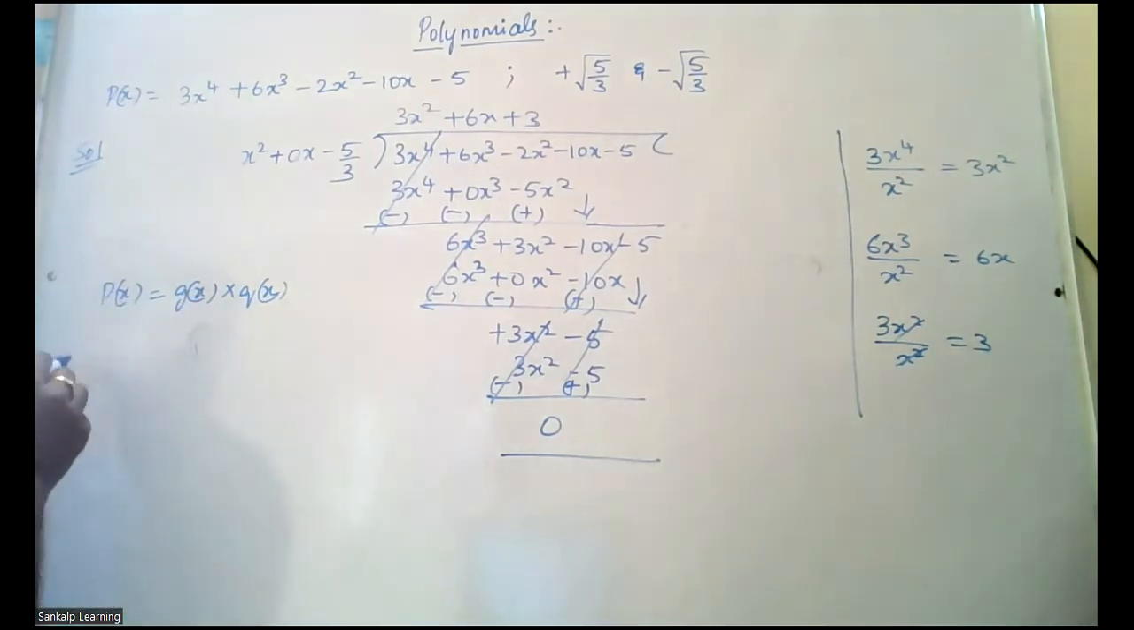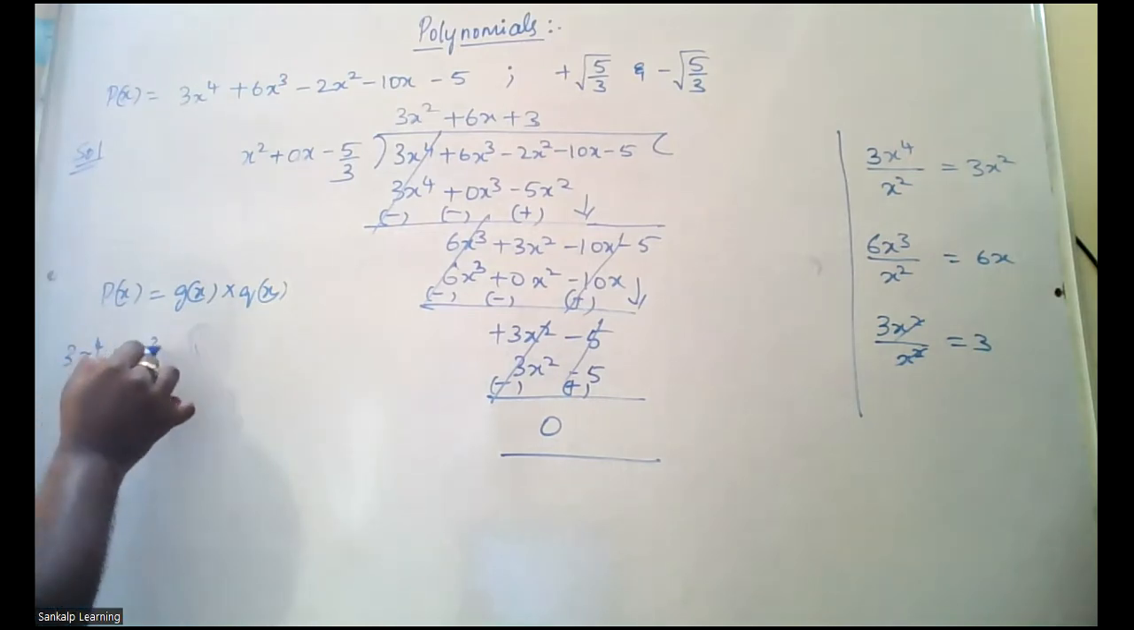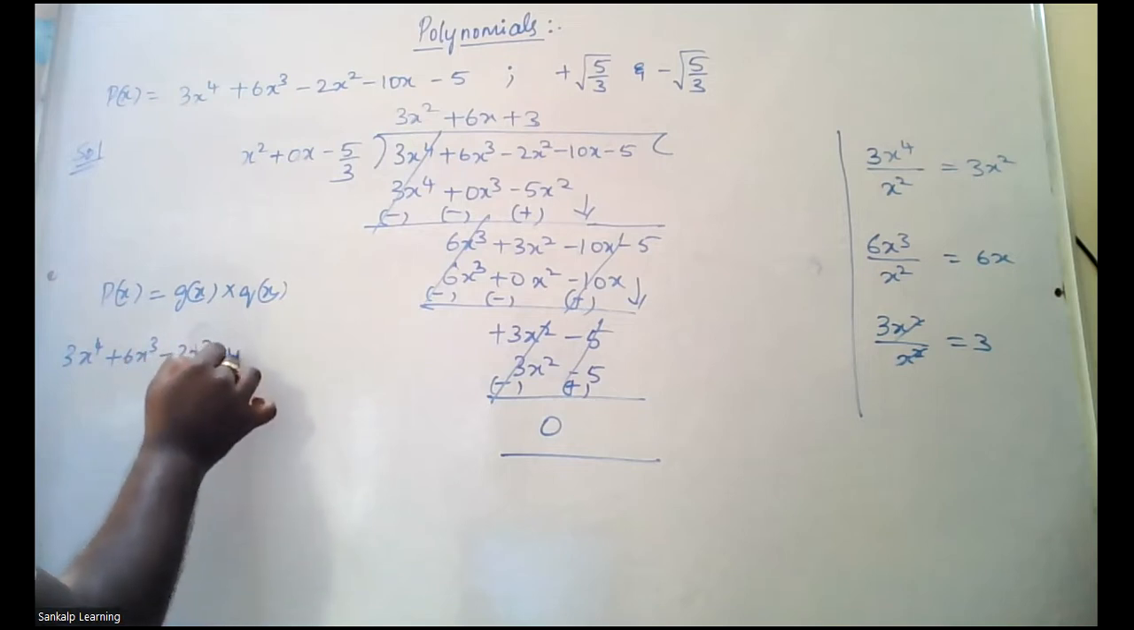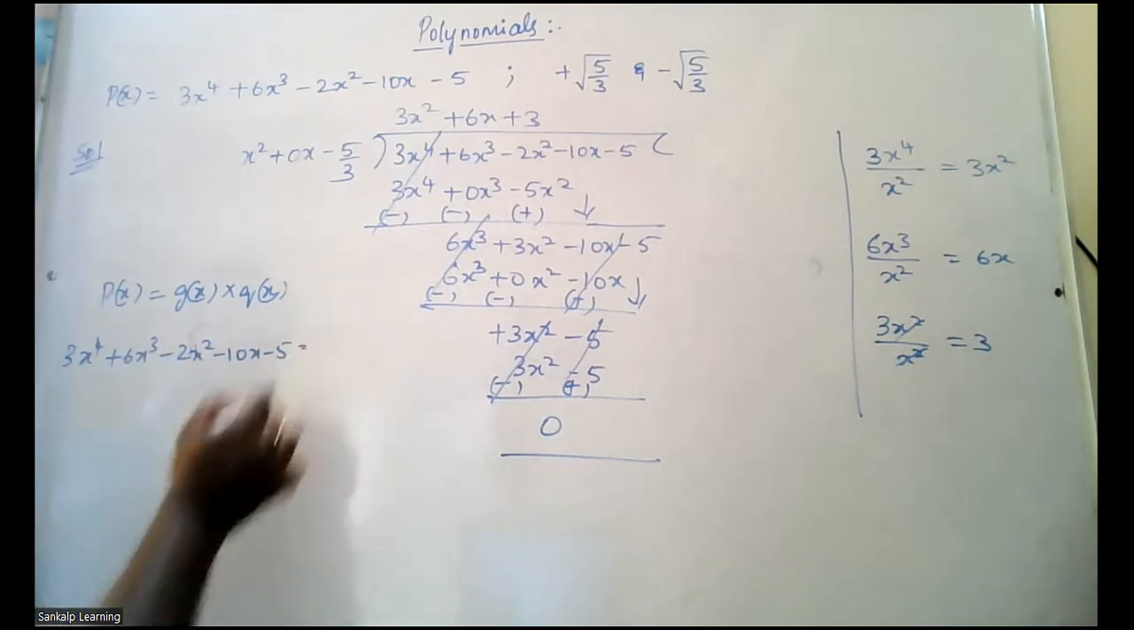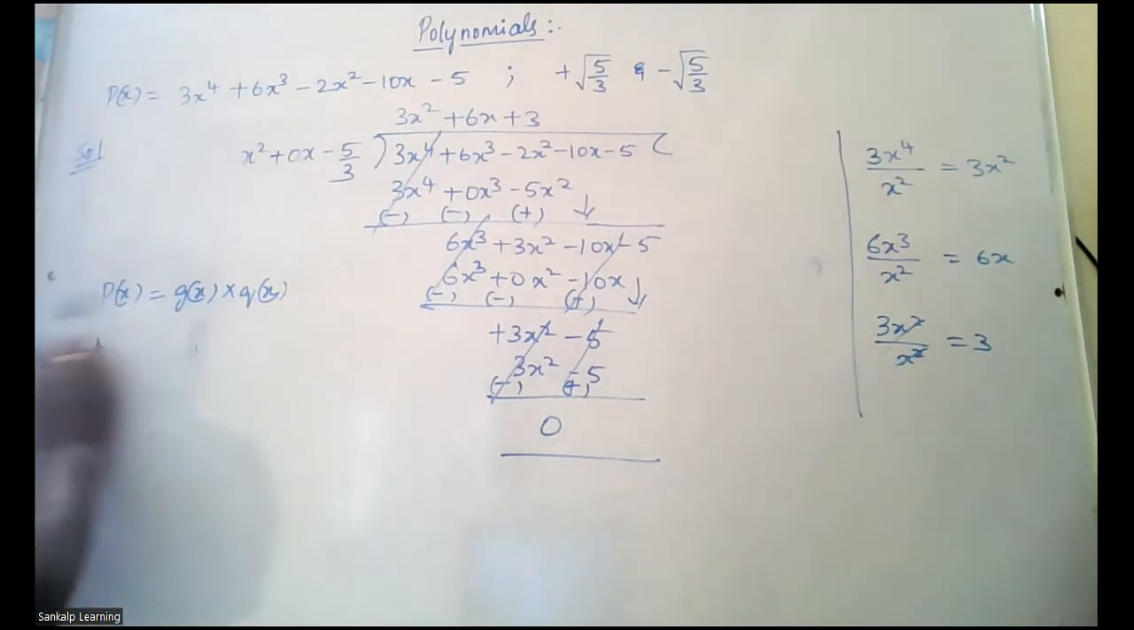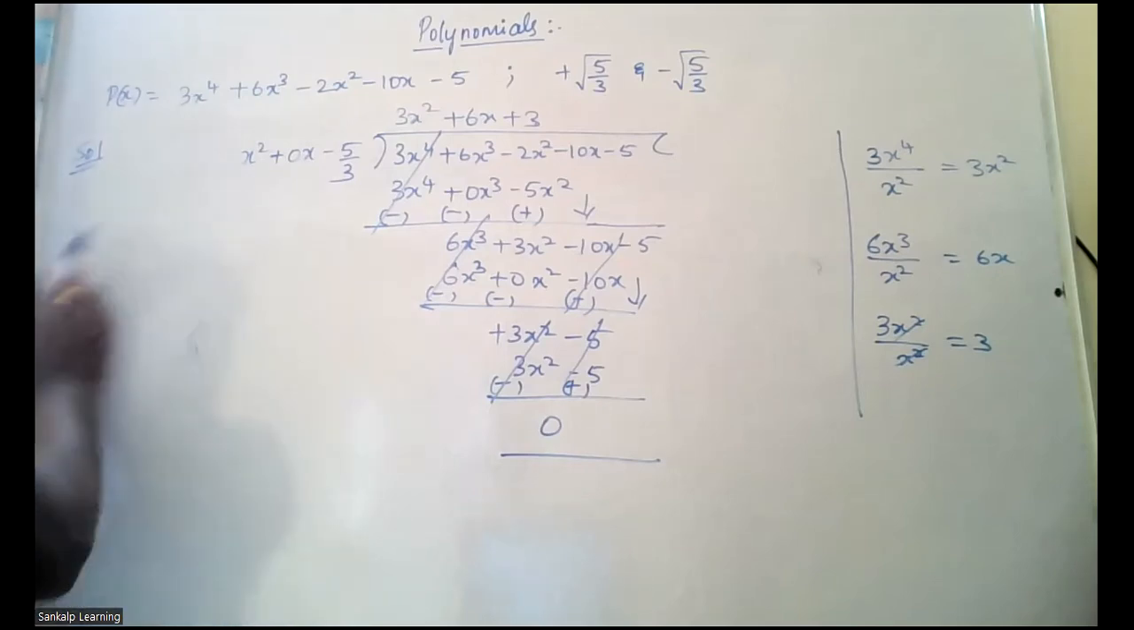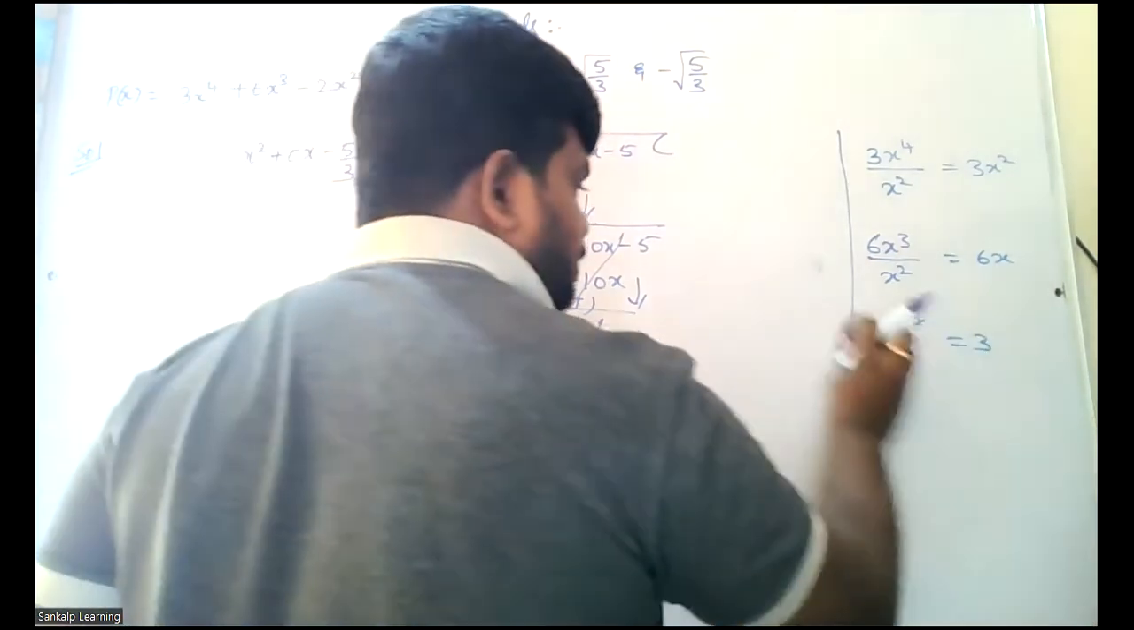So P of x is what? 3x power 4 plus 6x cube minus 2x square minus 10x minus 5. That is our P of x. Let me erase it and write it separately. Okay, let me write it this side.